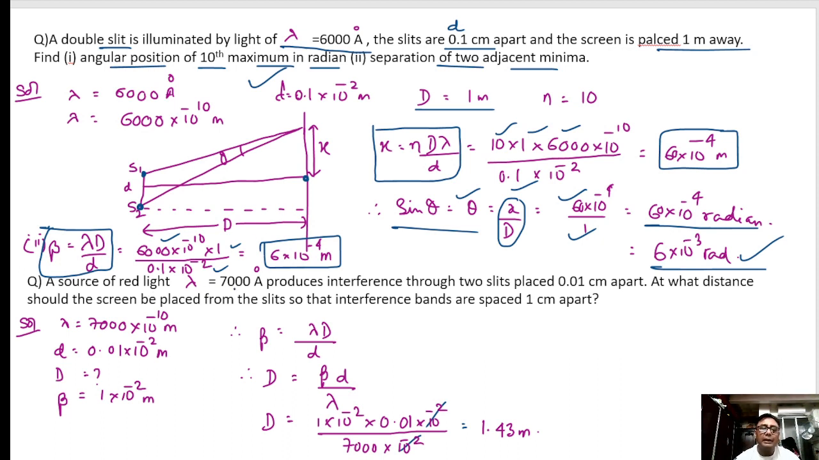Next, there is a red light of this much wavelength. In interference, two slits are placed. So d is given, wavelength is given, the distance of the screen is not given, but fringe width is given to us. Interference bands are placed 1 centimeter apart, that means fringe width is given to us. So we can use the fringe width formula and find out the distance of the screen from here.